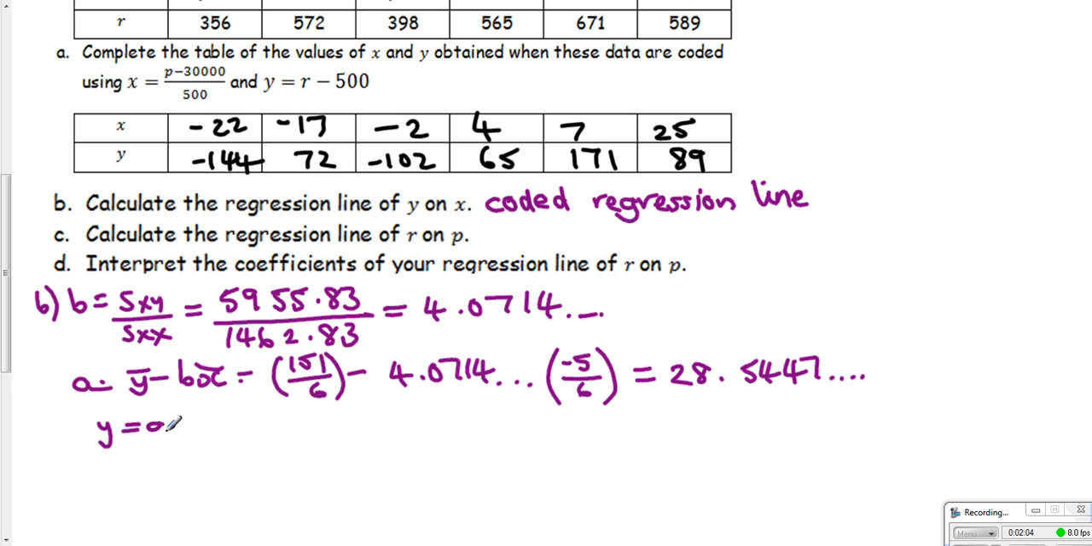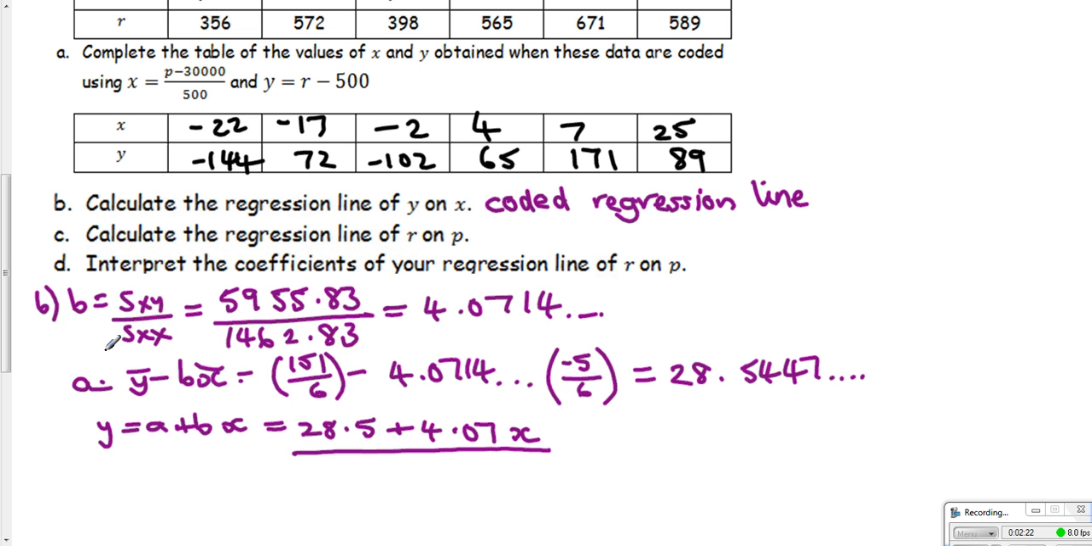So the regression line is a plus bx. So that's 28.5 if we round to 3SF, plus 4.07 multiplied by x. And that's the regression line of y on x.